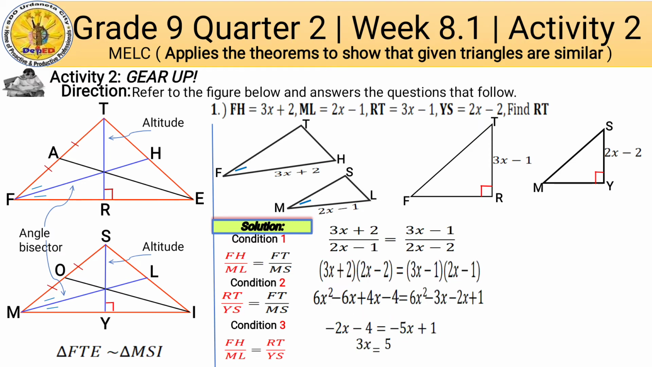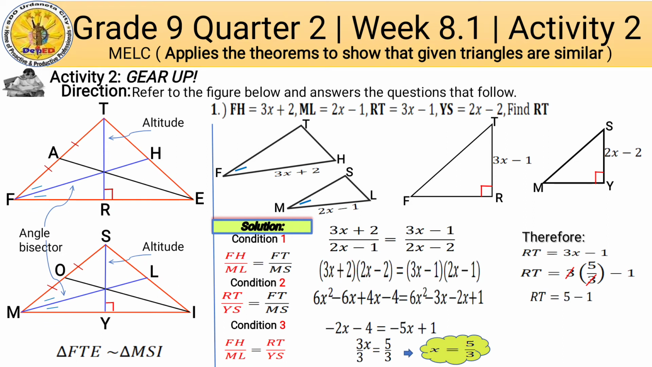we have the result of 3x equals 5. Divide both sides by 3, then x equals 5/3. To get the value of RT, substitute x to its equation 3x minus 1. Cancel 3.